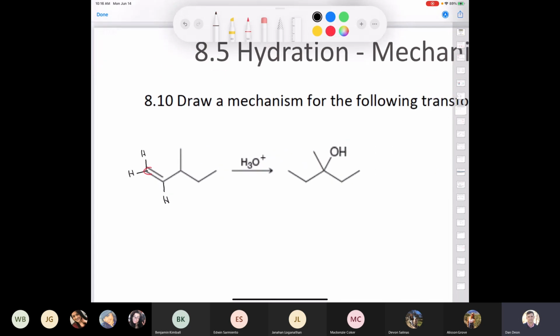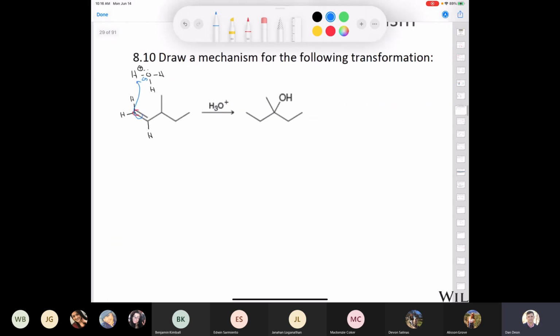Let's draw out a molecule of hydronium. So there's our hydronium molecule. The first step is the proton transfer, the double bond. We grab a proton like this, and then what do we form in the first step? Well, we're going to end up with a carbocation. So let's draw that carbocation like this.